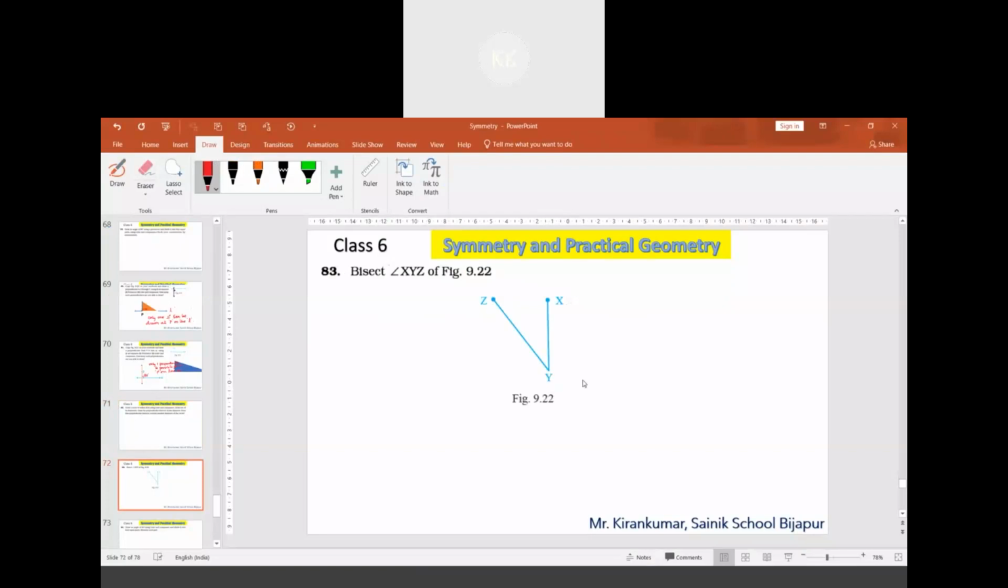Next question is this. They have given a figure. In this figure, there is an angle XYZ. We need to bisect this angle XYZ. This is easy to do, sir. So we have to take this angle.